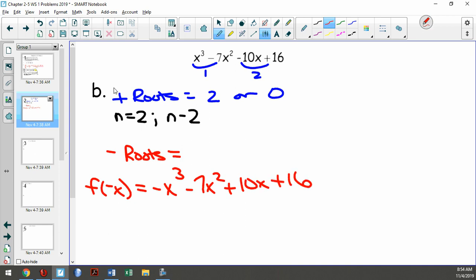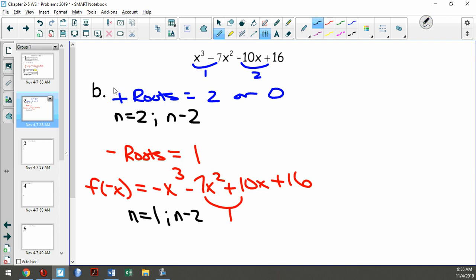So I'm going to count the number of sign changes. Negative 1 to negative 7, nothing. Negative 7 to positive 10 is 1. Positive 10 to positive 16 is nothing. So that means n is equal to 1 here. So if I continue to do n minus 2, 1 take away 2 gives me negative 1. Can I do that? No, I can't do that. I have to physically count them and see them. There's either 0 or a number larger than 0. I can't have a negative quantity, which means I'm going to have at least one negative root.